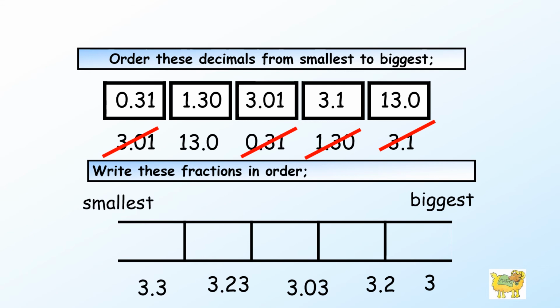Okay, the next question, which is write these fractions in order. From the smallest to the biggest. Okay, where is the smallest fraction here? The smallest decimal here.